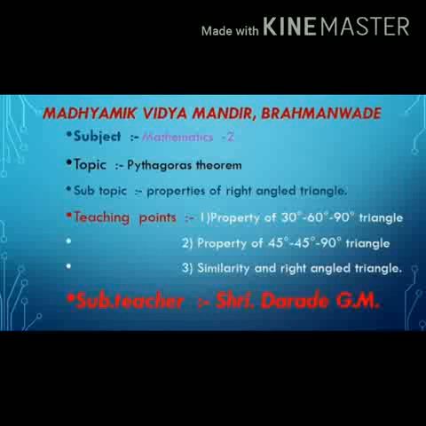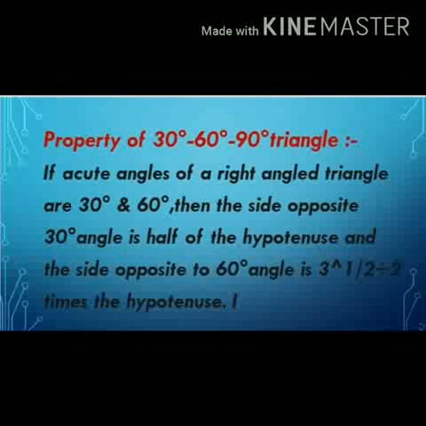Today, we are going to study the properties of right angle triangle. Dear friends, you know that at last period we have learned the general formula for the Pythagorean triplet. Now, today we are going to study the properties of right angle triangle. The first property of the right angle triangle is property of 30 degree, 60 degree and 90-degree triangle.